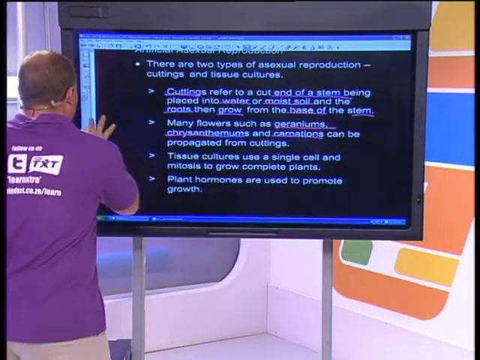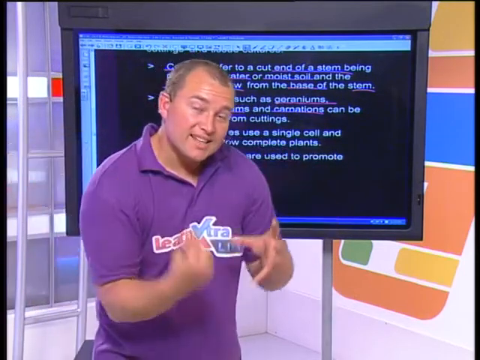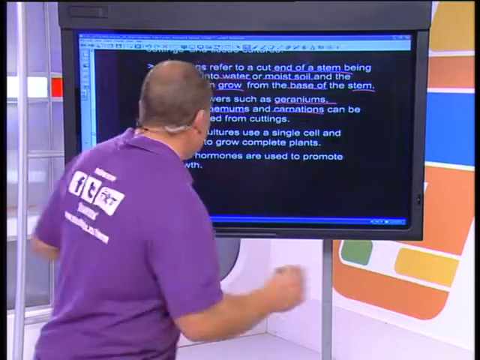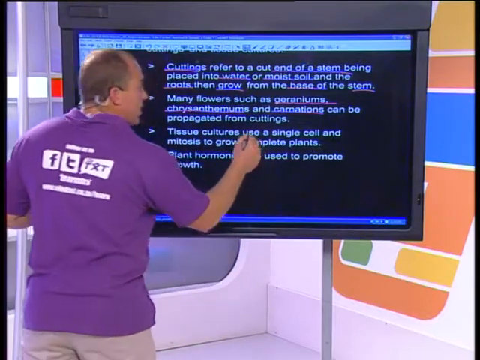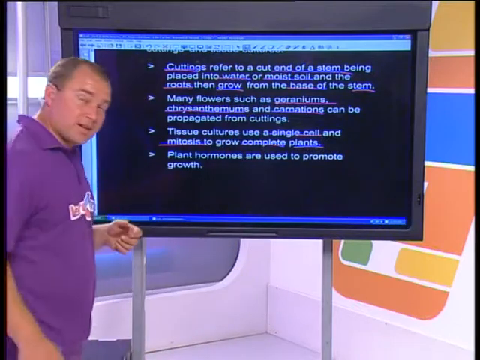Okay, then the next one is tissue culture. You're going to take a cell of a certain plant and transform it into a new plant. So let's see how they do that. Tissue culture, they use a single cell. It's very important, a single cell. It goes through mitosis and grows into a complete new plant. That's it. Now, it's not just going to do that. We need to add certain things.